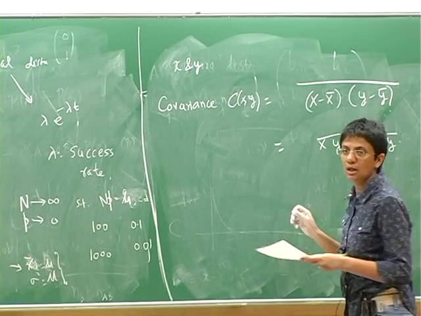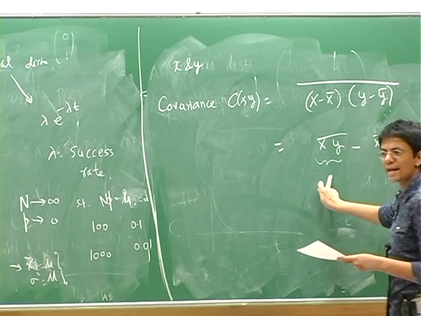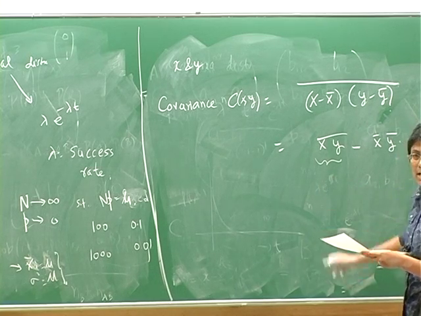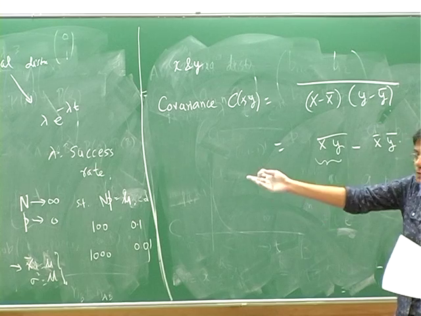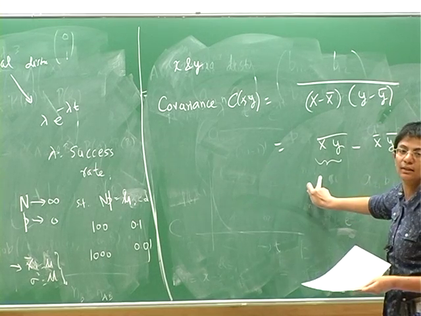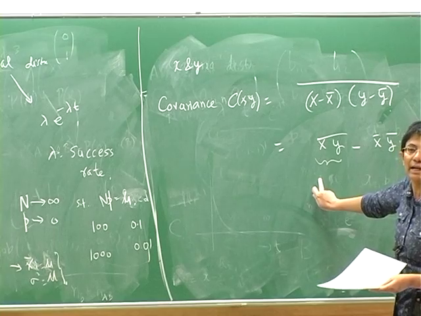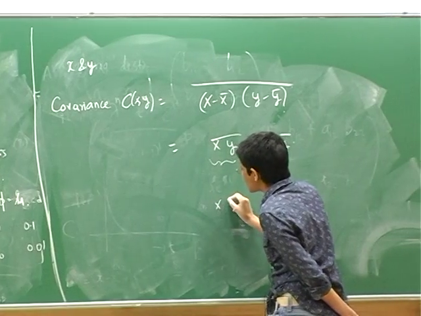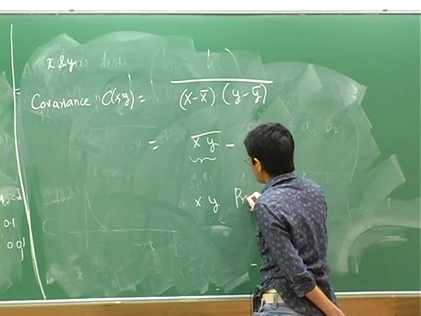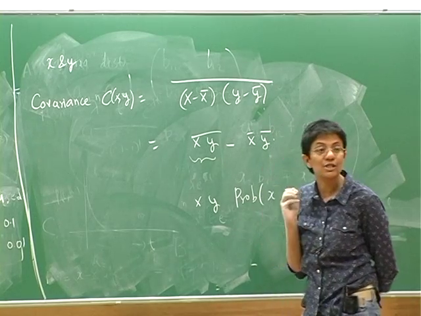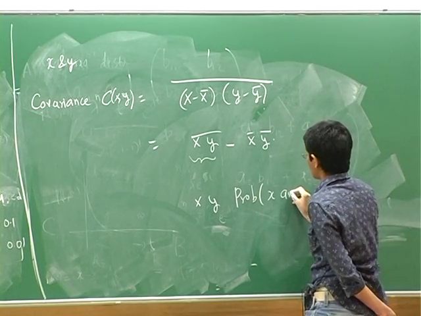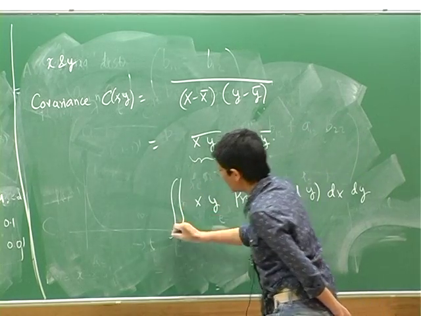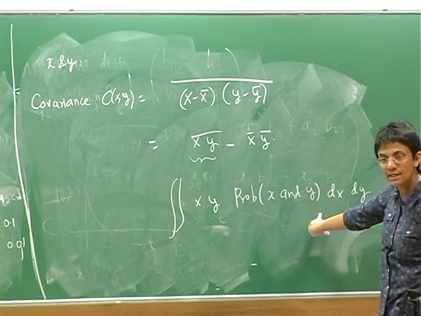Okay. What does this object mean? The average of xy. What does this mean? X bar we know, right? It's the integral of dx, x p(x). What does xy mean? If I write it in longhand as an integral, this stands for x into y, probability of x and y. It's a joint distribution, integral over x and y. Okay, this is shorthand, but what we mean is this object.